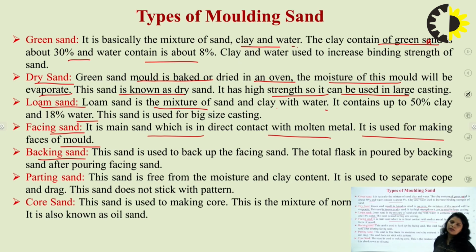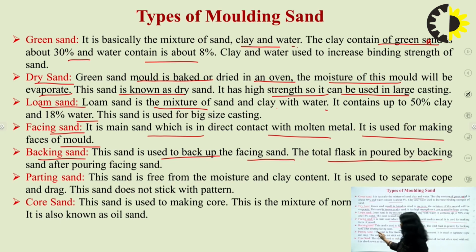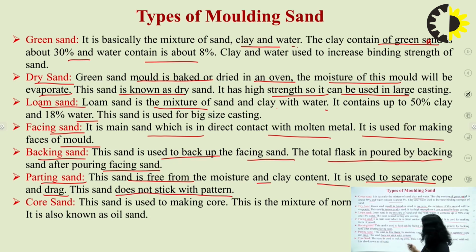This is the reused or used sand which will be used to fill the flask. This sand is used to back up the facing sand, and the total flask is filled with backing sand after pouring the facing sand. Then we have the parting sand, for parting the two boxes so that the sand particles do not stick with each other. The sand is free from moisture and clay content, and it is used to separate the cope and drag, these two flasks. This sand does not stick with the pattern.